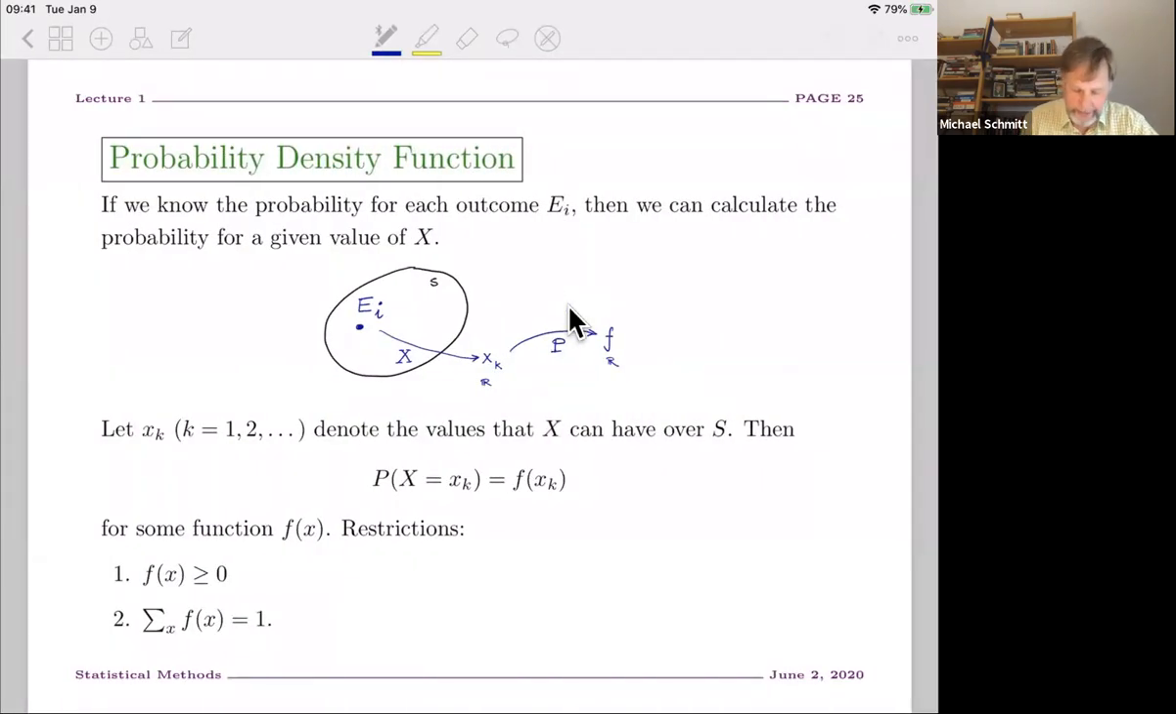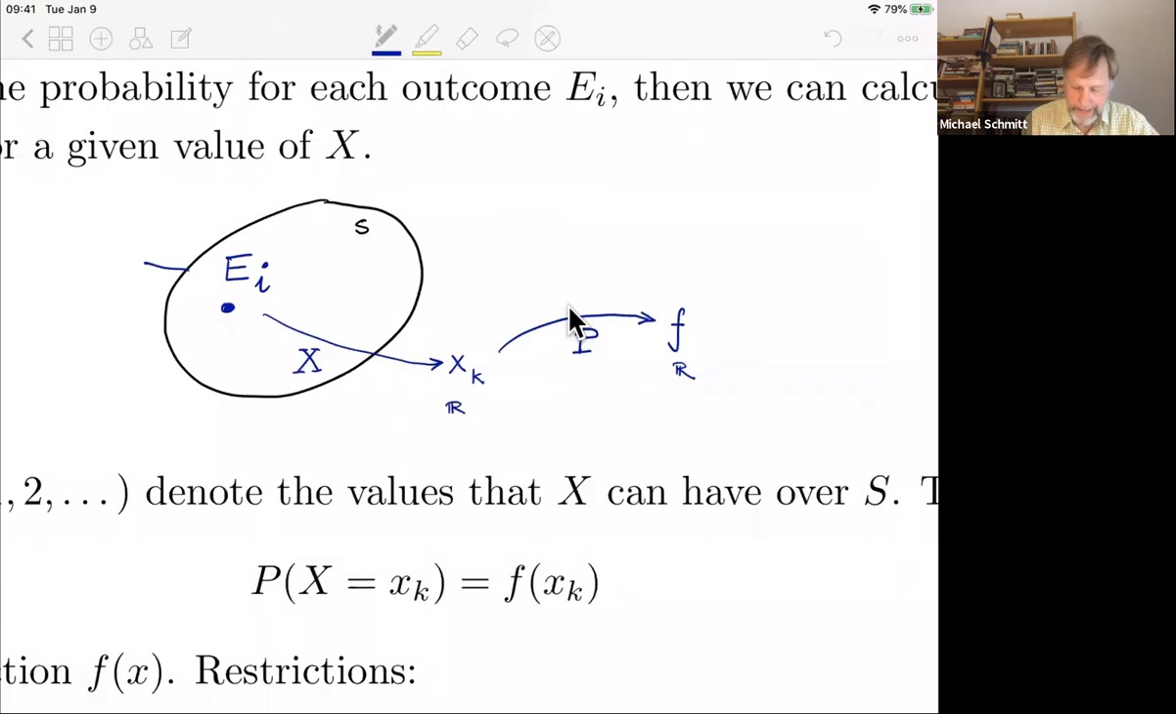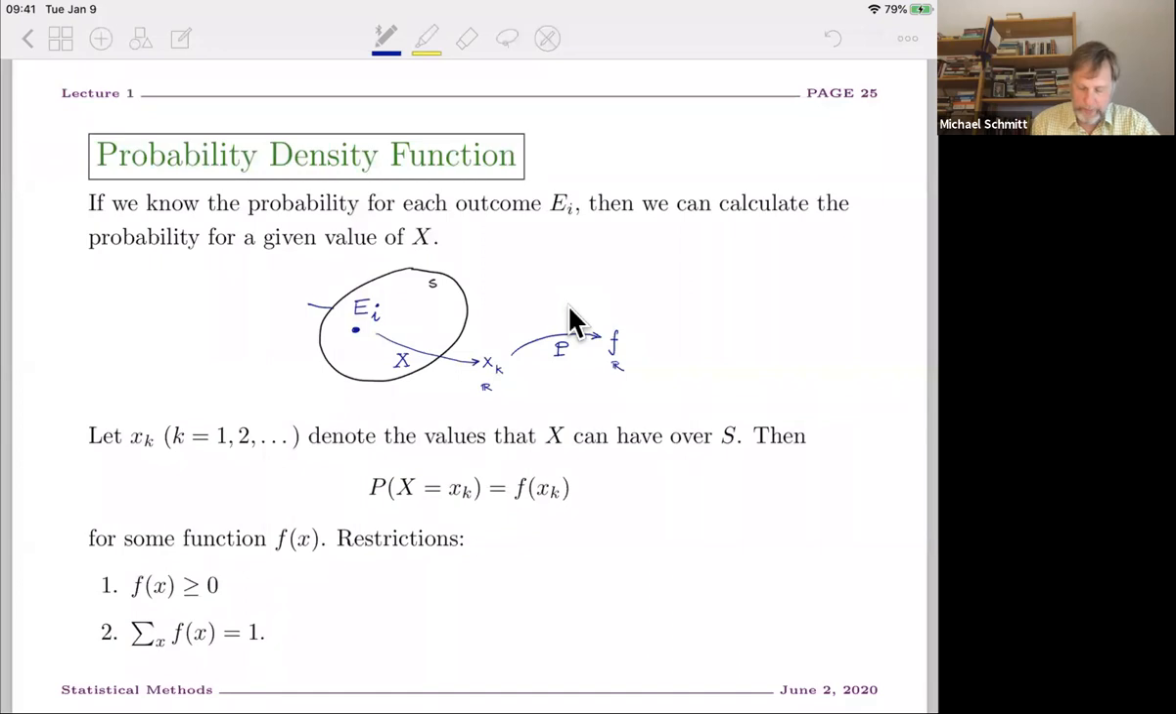All right, so now we have, for elemental event E sub i, a random variable x, whose value could be x sub k. Let me zoom in a little bit so it's easier to see, which is a map for probability onto a function f, which is a function over the real numbers. Okay, so that probability function, that function f, is what we call a probability density function, sometimes called a mass function. And it has 2 restrictions.